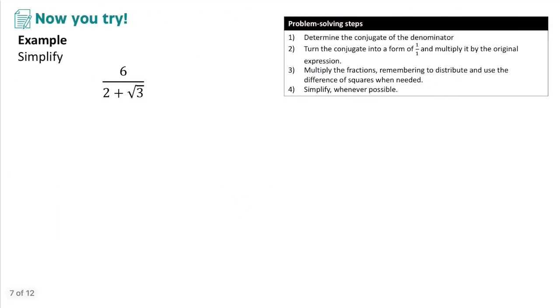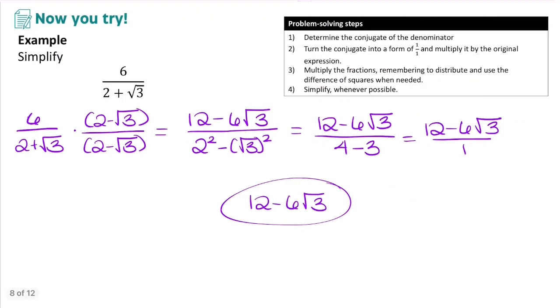So now you can go ahead and pause the video and try doing this example on your own. Here we have 2 plus the square root of 3 in our denominator, so the conjugate is going to be 2 minus the square root of 3. So we're going to multiply this fraction by 2 minus square root of 3 over 2 minus square root of 3. In the numerator, we're going to distribute the 6, which gives us 12 minus 6 square root of 3.